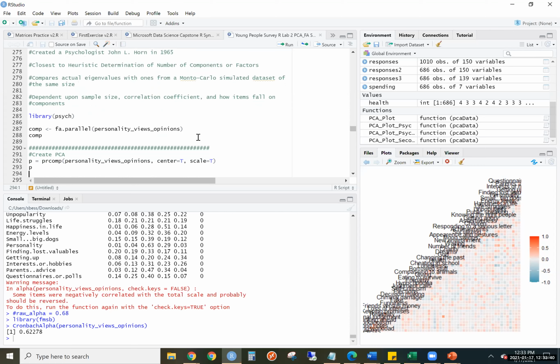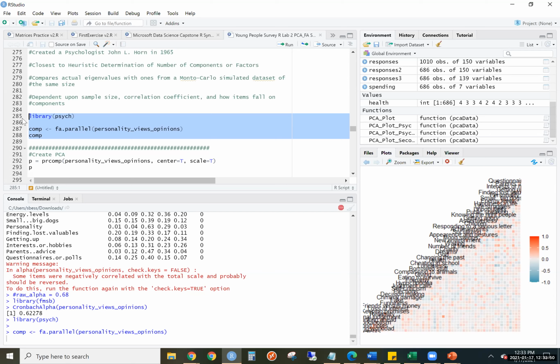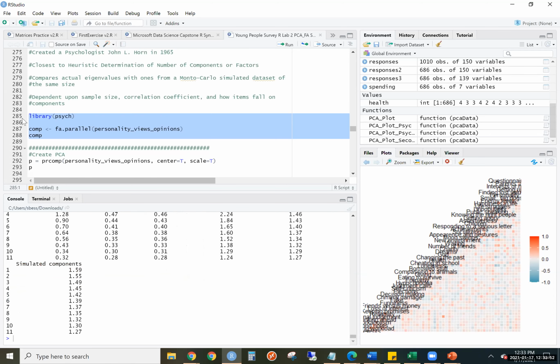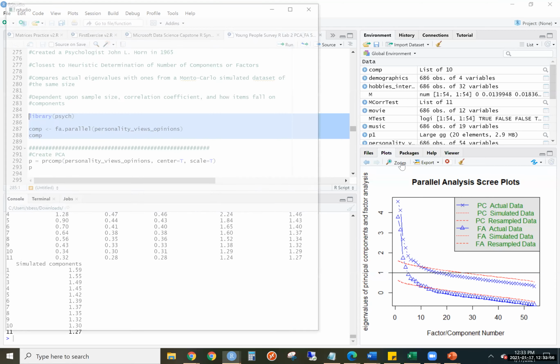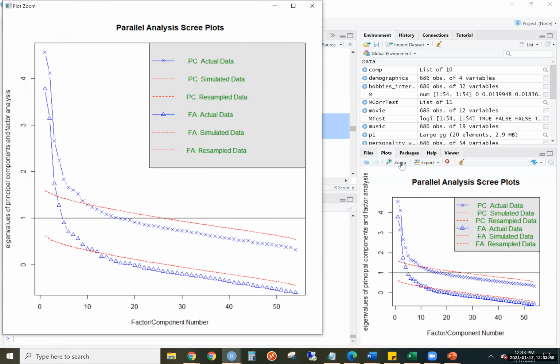So the way that you can use parallel analysis, and I'm just going to use it on the personality views and opinions, which is a small subsector of the data set, is I'm going to use library psych, fa.parallel. It might take a little bit of time. And if we zoom in here, it's going to tell us from where the knee is.